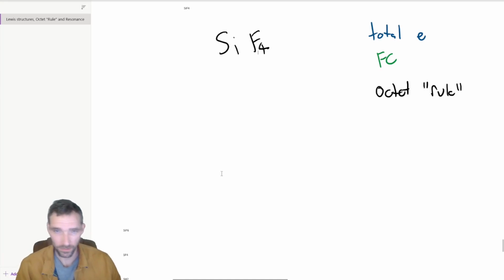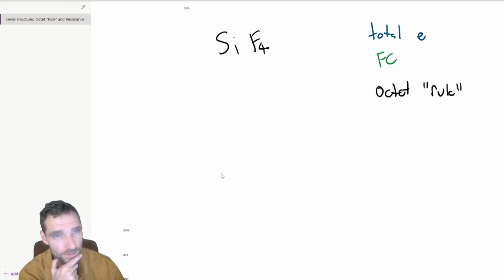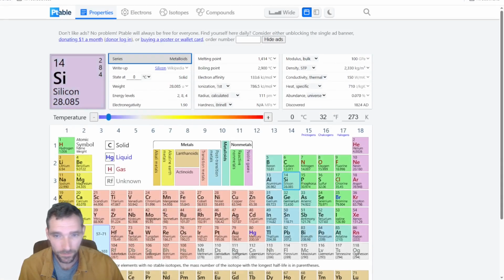We're looking at the molecule SiF4. Silicon right here is going to be contributing 4 electrons.